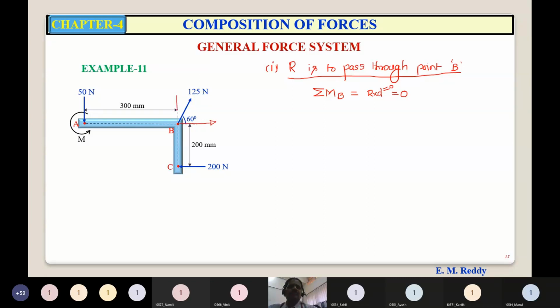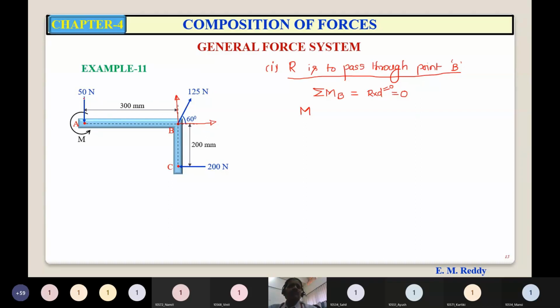No need to resolve this force, because we are taking moments. Tell me now, what is the moment of this couple M about point B? It is M itself. Sense is anti-clockwise because the moment of a couple is always constant. It is independent of the point about which it is taken. Whether you take A, B or C, it remains plus M. It is not M into 300. M itself is the moment.